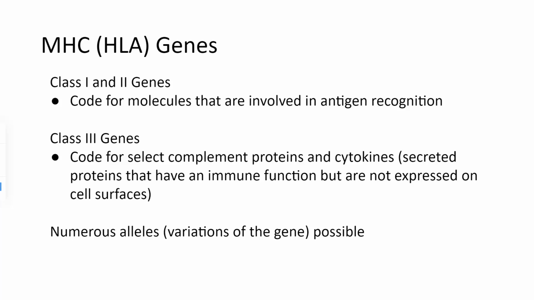Class 1 and 2 genes code for molecules that are involved in antigen recognition. Class 3 genes code for select complement proteins and cytokines. These are secreted proteins that have an immune function but are not expressed on cell surfaces. Rather, they're secreted into the bloodstream and they stimulate other cells. There are numerous alleles or versions of the genes that are possible.